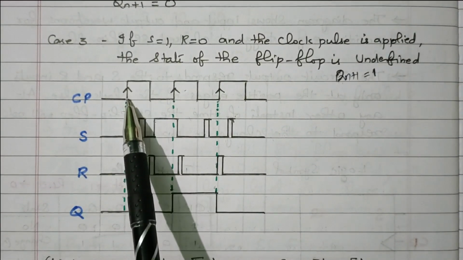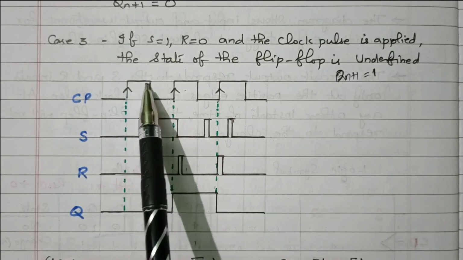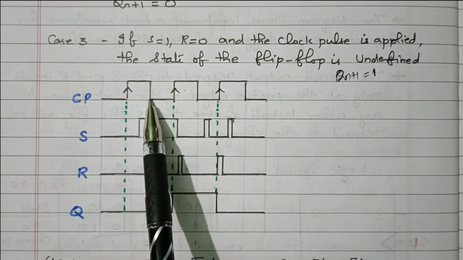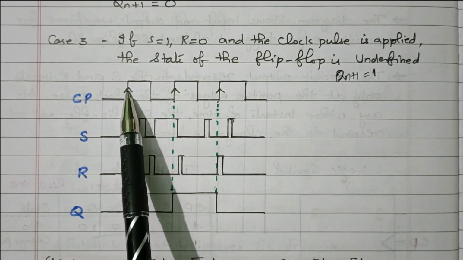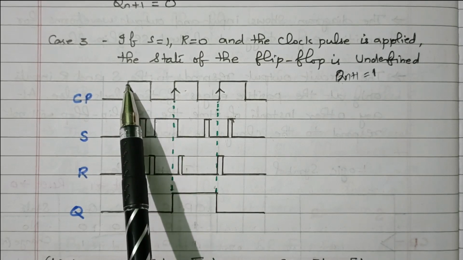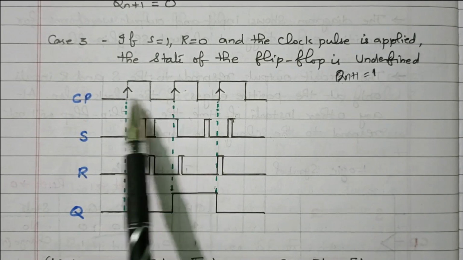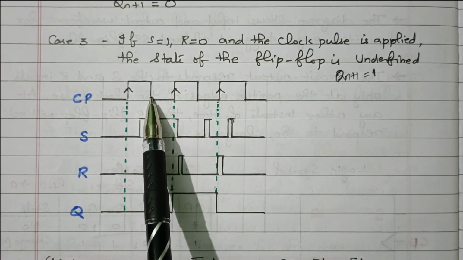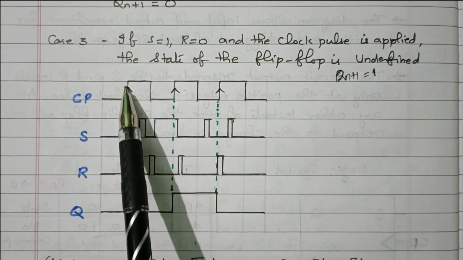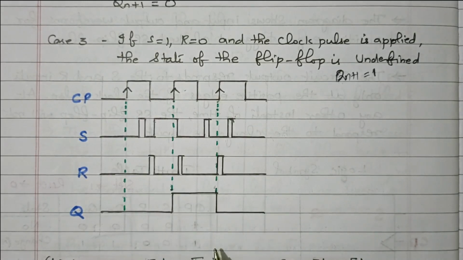So this is a positive edge triggering clock pulse. Whenever the clock pulse goes up, rising, this is called a positive edge, increasing. This is called a negative edge, going down. Here from 0 to 1, positive edge. 1 to 0 is the negative edge. So whenever the clock pulse increases, there is a change in the state of the flip-flop.